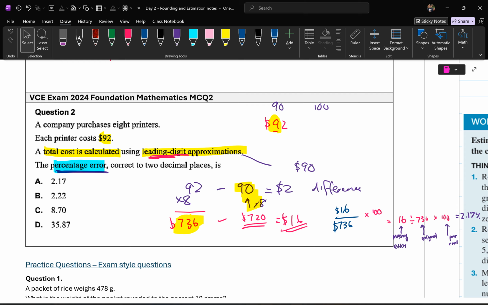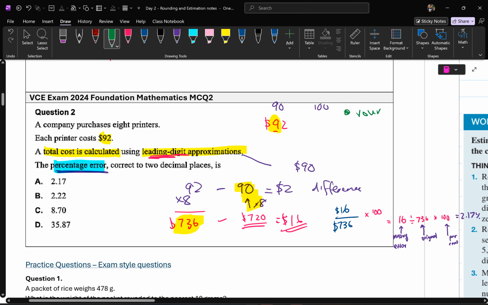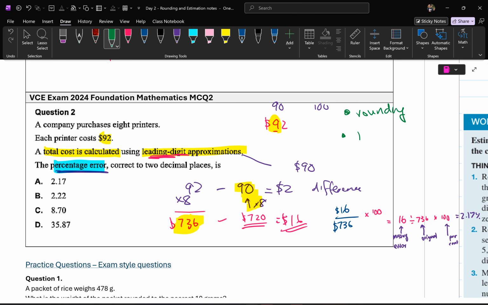But in one question, there were two skills that you were doing. Number one, rounding, so learning how to round to a leading digit. And number two, percentage error. This is why half the students got this wrong, because it's not that they didn't know how to round. It's this bit, and understanding what they had to do. Okay, so percentage error, 2.17 was the answer, A. Does that make sense? So that's the topic.